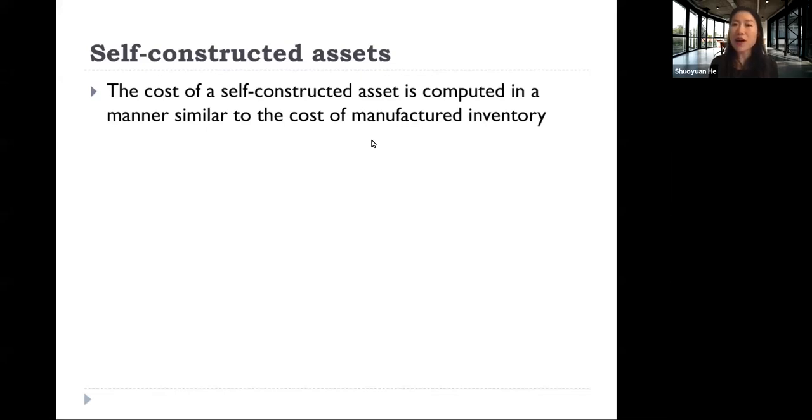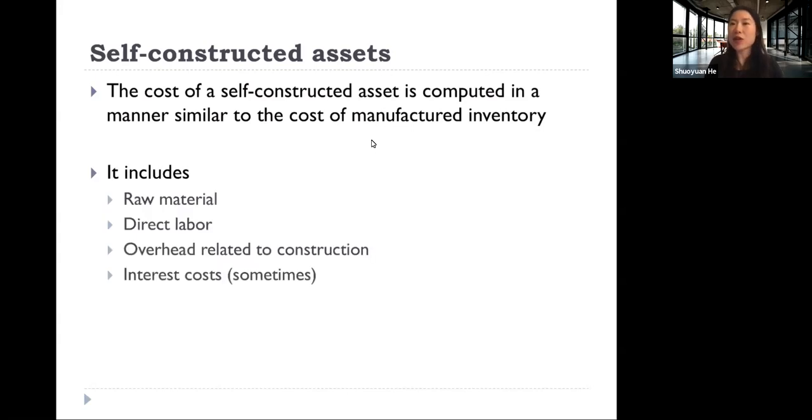The cost of a self-constructed asset is computed in a similar manner to the cost of manufactured inventory. If you think of what kind of cost we include in a manufactured inventory, it includes the cost of raw material, direct labor, and overhead. However, there's something special here for a self-constructed fixed asset. We may also include interest cost here.